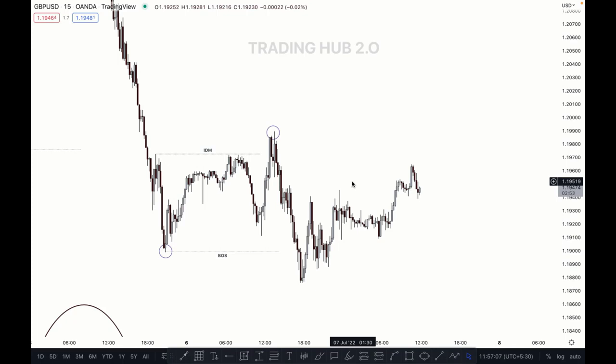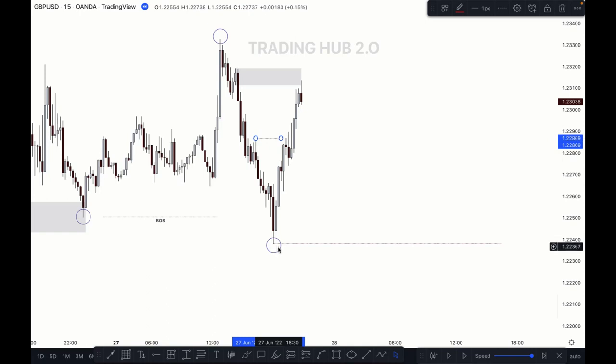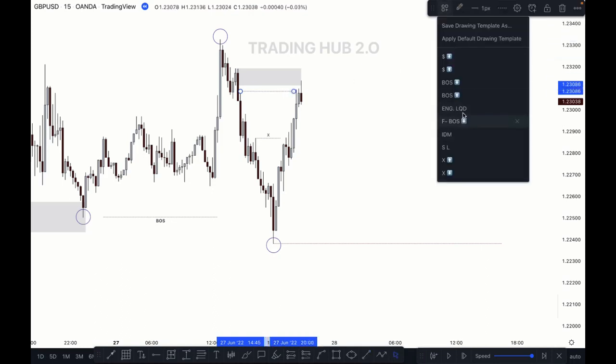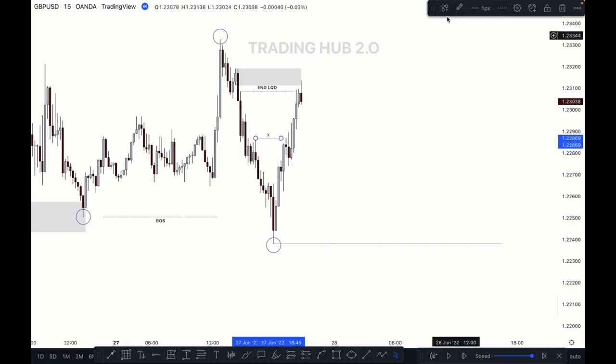So let's start with entry type 1. In this case the market breaks the structure, and our first inducement is here. After taking out this high, this low is confirmed. And after taking out this high, where is our engineering liquidity? On the extreme, here. This is called our engineering liquidity, and this is our inducement.